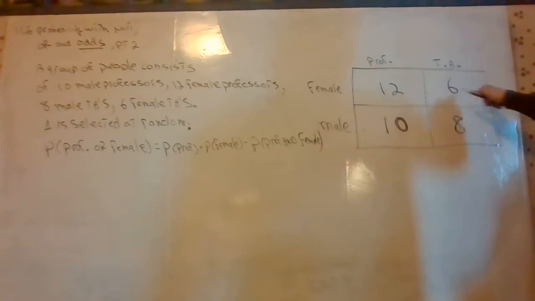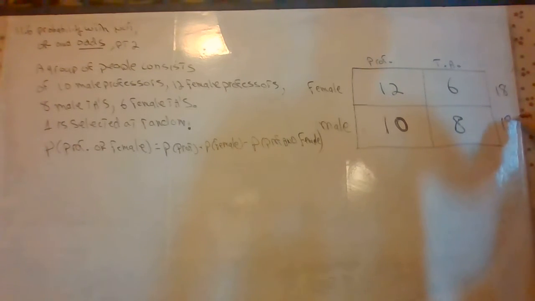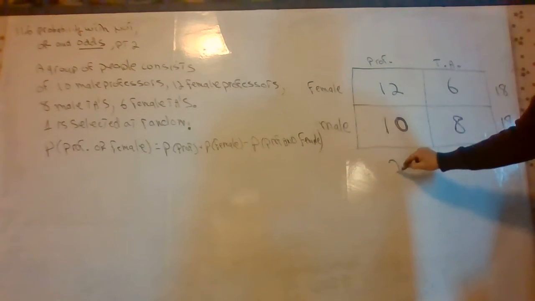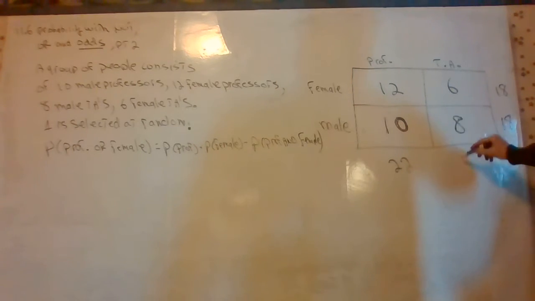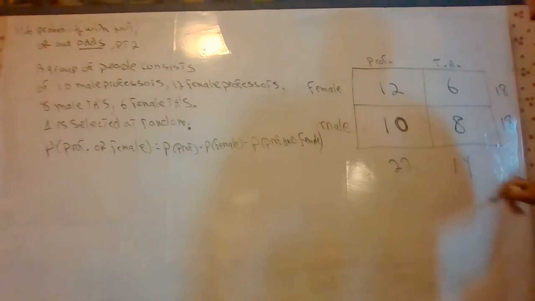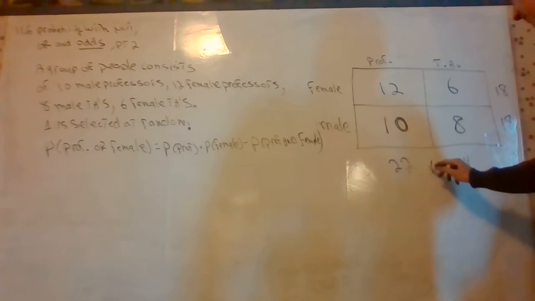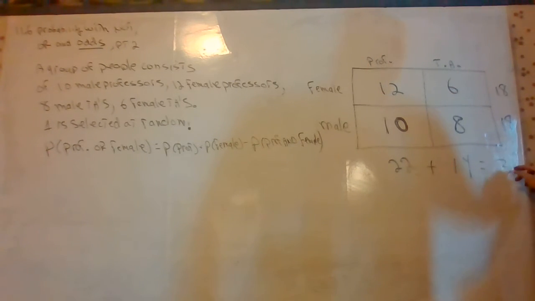You can add this up. 12 and 6 is 18. 10 and 8 is 18. 12 and 10 is 22. 6 and 8 is 14, sorry about that. If you add these up, 22 and 14 is 36. 18 and 18 is 36. So we have 36 total.